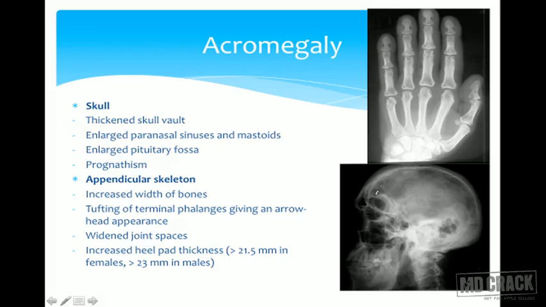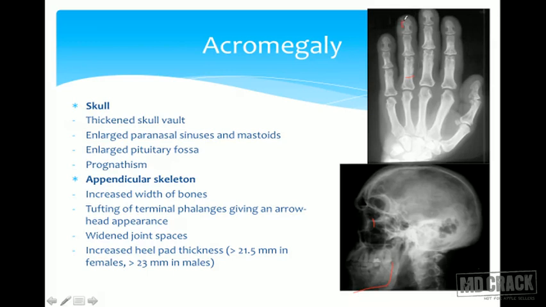The skull would show a thickened skull vault, enlarged paranasal sinuses that we see over here, an enlarged pituitary fossa, and prognathism, which is an enlargement of the mandible that we see over here. Now, in the appendicular skeleton, what we see is there's an increased width of the bones, as we see over here. There is tufting of the terminal phalanges, giving an arrowhead appearance.